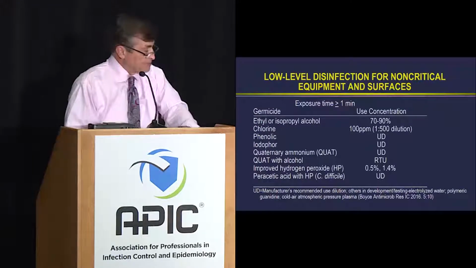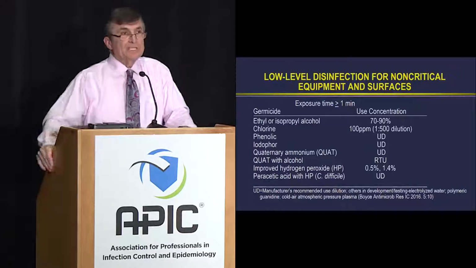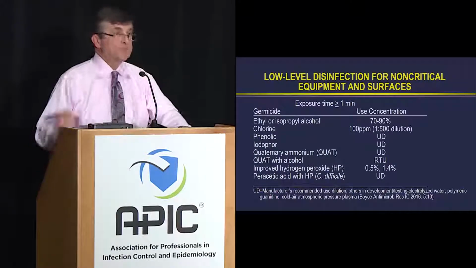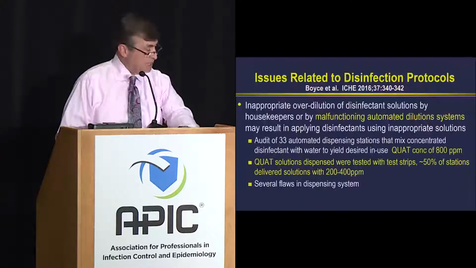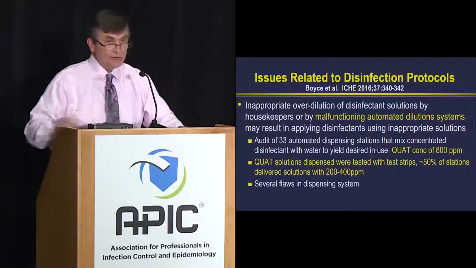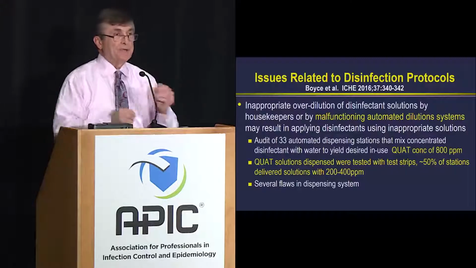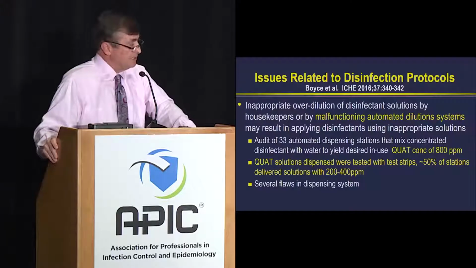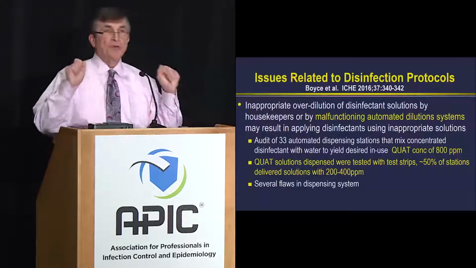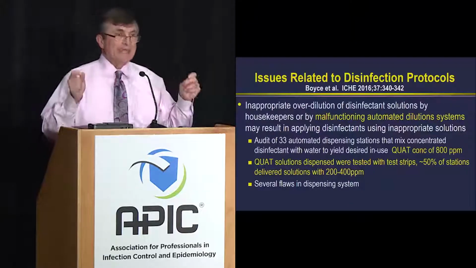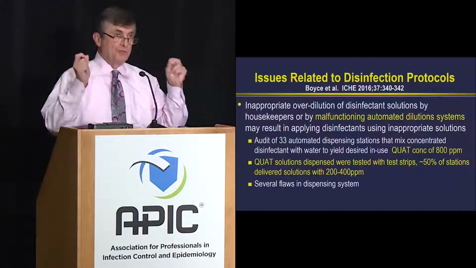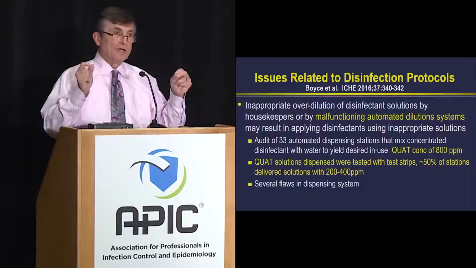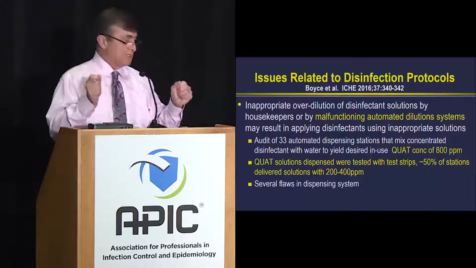We have improved hydrogen peroxide, and of course for something like C. difficile, we have a product that is sporicidal, which of course includes peracetic acid and hydrogen peroxide. Now, the first thing that I'm going to mention is a paper that was published by Dr. Boyce in 2016, which reminds us of something that we all know. And that is, of course, we cannot over-dilute the germicides that we use in healthcare, because if we over-dilute them, of course, they're no longer going to have the microbiocidal activity that we desire.